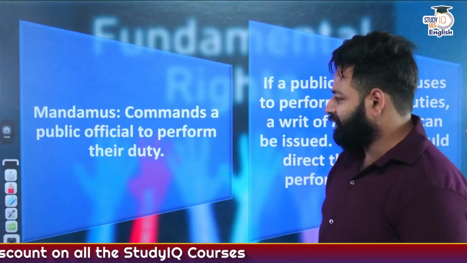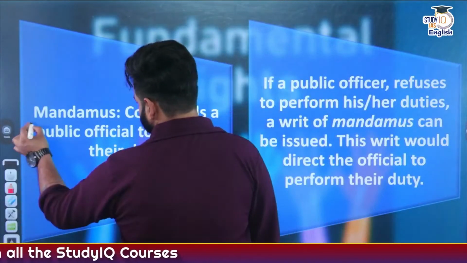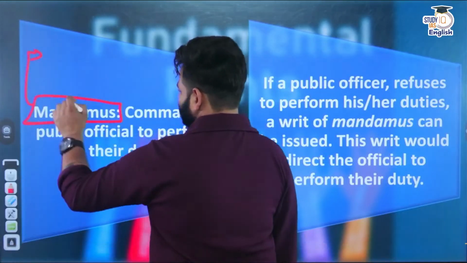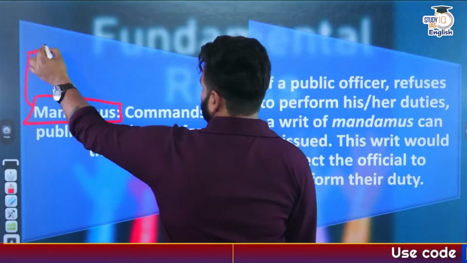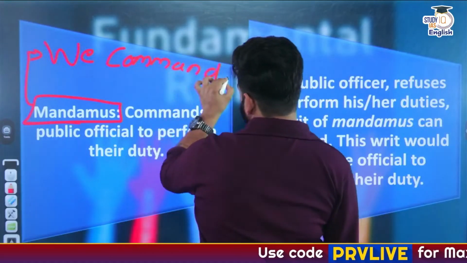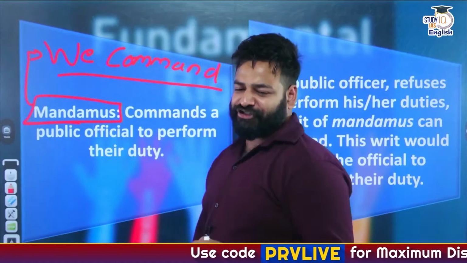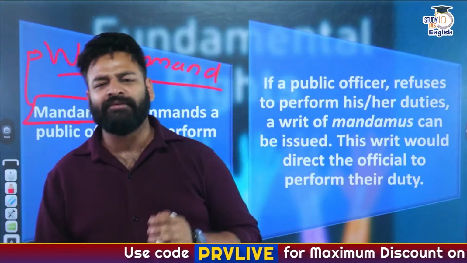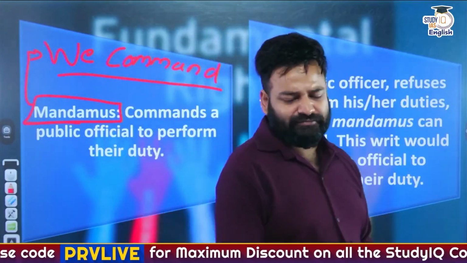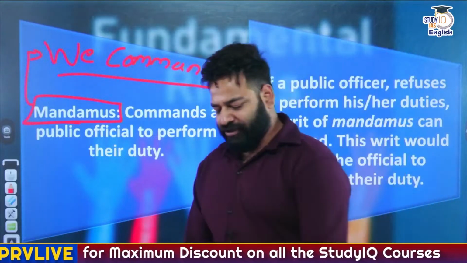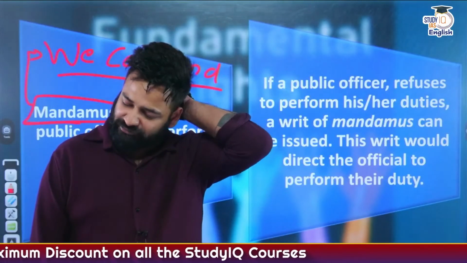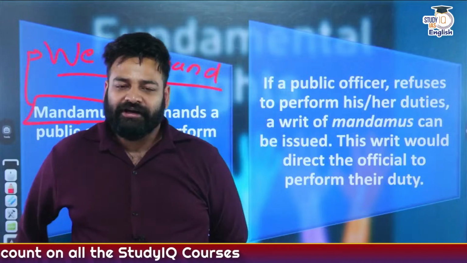Next comes mandamus. What is mandamus? It is once again a Latin phrase, which in English means we command. It is issued against a public official, a government servant basically, in case the government servant is just enjoying and not performing the duties for which he or she has been appointed. Let's say, for example, you became an IAS officer.